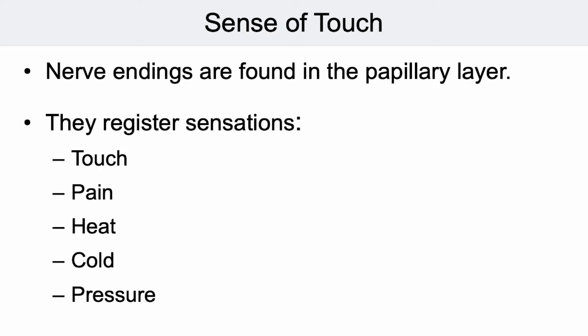Then you have your sense of touch. Nerve endings are found in the papillary layer. They register sensations like touch, pain, heat, cold, and pressure. Your nerve endings are most abundant in your fingertips. Complex sensations such as vibrations seem to depend on the sensitivity of the combination of these nerve endings.